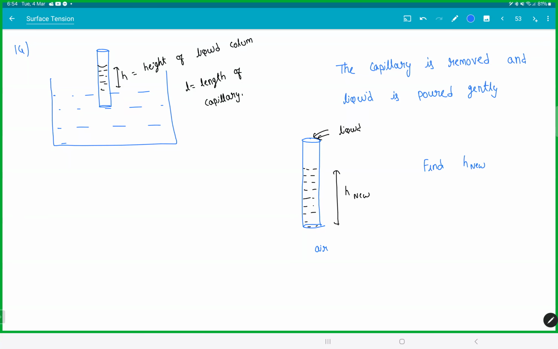Is the question clear? So capillary, when it is in the water, height was h. Now you took out the capillary completely from the water. Now you start putting water, little drop, drop, drop. So some water gets stuck inside the pipe. You must have seen this, right? When you're drinking some cold drink or something, sometimes water gets stuck in the straw. So what is this maximum height that you can keep?